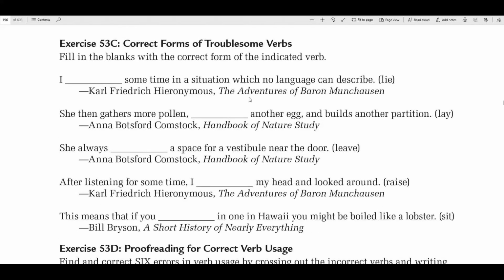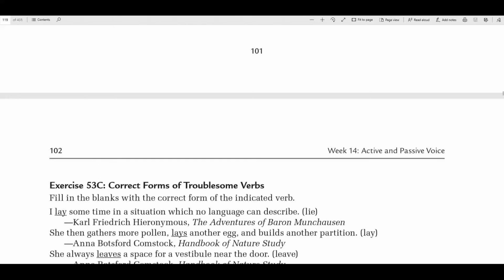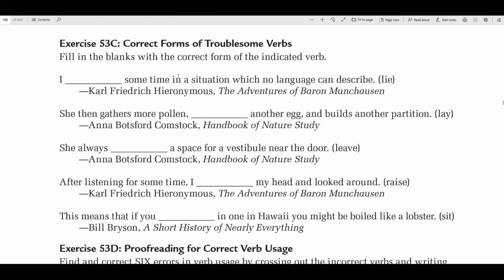Fill in the blanks with the correct form of the indicated verb. Now, I've already looked over these, and they're kind of tricky. So, I blank sometime in a situation which no language can describe. When I read that, I didn't quite understand what that sentence was saying. But the word is lay. I lay some time in a situation which no language can describe. Maybe you get that, but to me that kind of sounds weird.